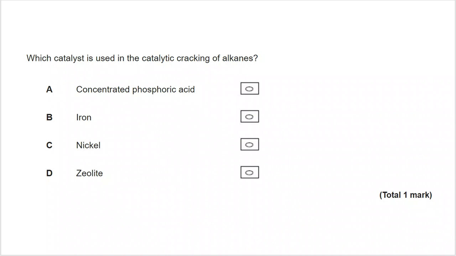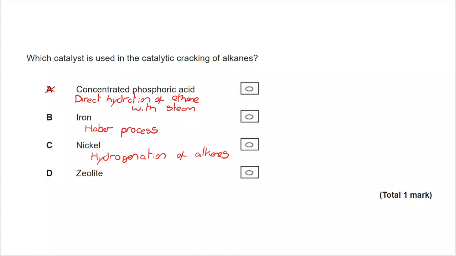And this is a very, very important series of facts that you need to learn, not only to answer this question, but to answer other questions as well, because all of these are catalysts that you are going to need to be familiar with. So for example, concentrated phosphoric acid, not correct for catalytic cracking, but it is correct for the direct hydration of ethene with steam to make ethanol. Iron is used in the Haber process. Wrong answer here, but correct for a different question.